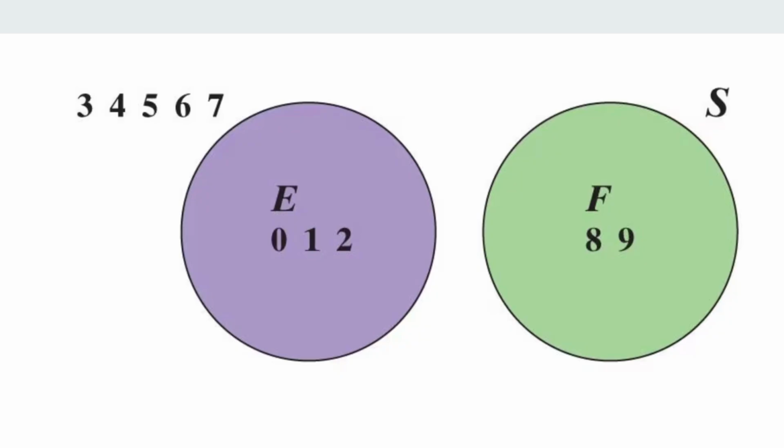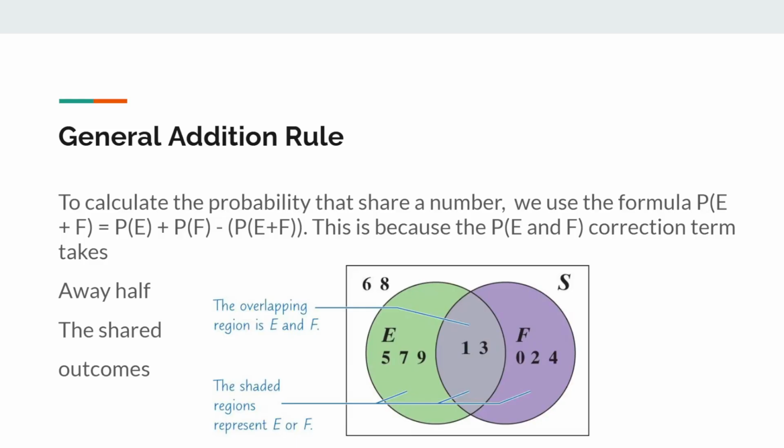The reason this works is that, as we know, the sum of all probabilities must equal 1. Let's say that 3 of the 9 outcomes are event E, and 2 of the 9 outcomes are event F occurring. Therefore, if E doesn't occur, there's still a 2 out of 9 chance that F occurs, and we can add them together because probabilities are additive. Here's the general addition rule for E and F. It's the probability of E plus the probability of F minus the probability of E and F occurring, because it's counted twice.